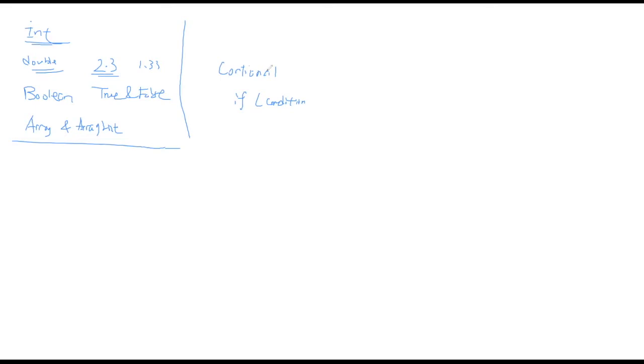So basically, if condition 1 is satisfied, so if this is true, then you will do blah blah blah. It will do something here, and then you can continue with else if, which is another condition, or you can just say else, and then you do blah blah blah. This is basically conditional statements.